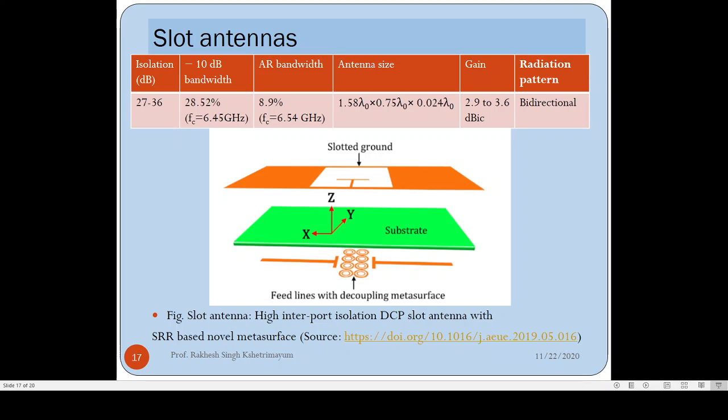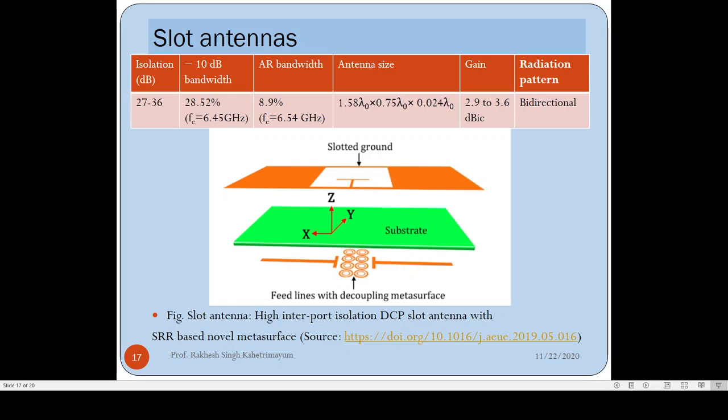And here we have considered two bandwidths. One is the impedance bandwidth. This impedance bandwidth is related to your reflection coefficient. Based on the reflection coefficient, your S11 should be less than -10 dB, so that this antenna works within the operating bandwidth of the antenna. The amplitude of S11 should be less than -10 dB. So you can find out the frequency range for which this antenna has a -10 dB bandwidth. At the center frequency of 6.45 GHz, the percentage bandwidth is 28.52%.